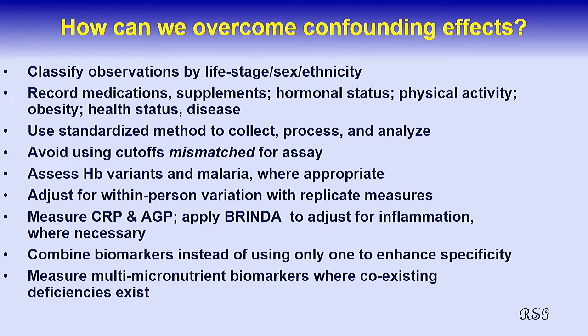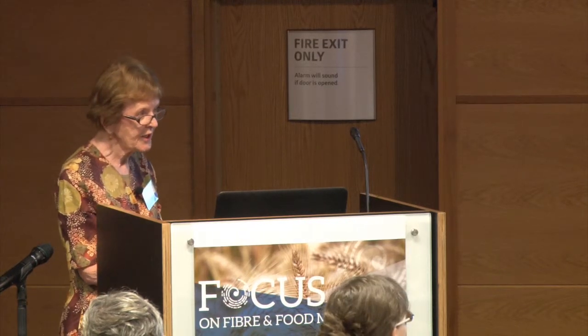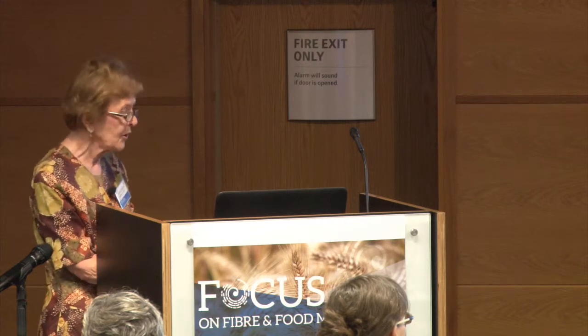If we're working in a country like Cambodia, where 36% of the population have a hemoglobin variant, then if we're interested in anemia, we actually need to measure the prevalence of hemoglobin variants, and likewise in a country with malaria. We know now that we should adjust for within-person variation with replicate measures, as we've done in the National Nutrition Surveys in New Zealand for their dietary intake data. We should measure biomarkers of inflammation, CRP and AGP, and apply the new recommended BRINDA regression approach to adjust for inflammation. This approach actually takes into account the severity of the inflammation and avoids the use of cutoffs.